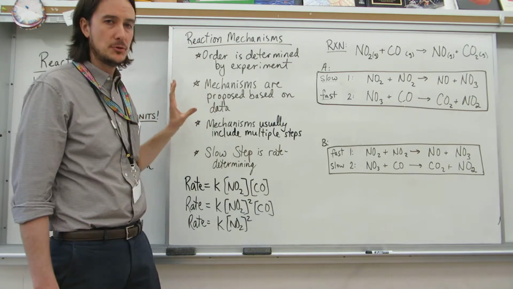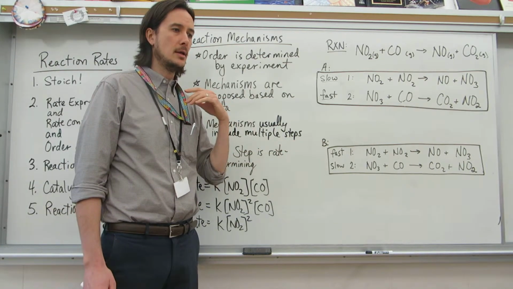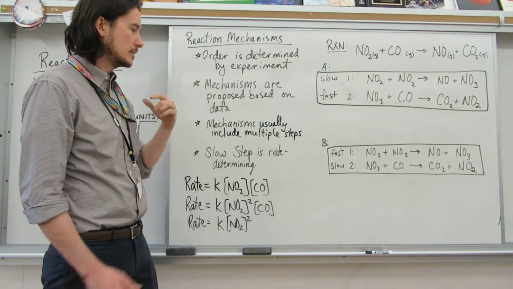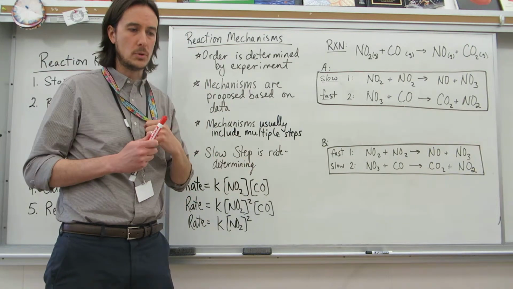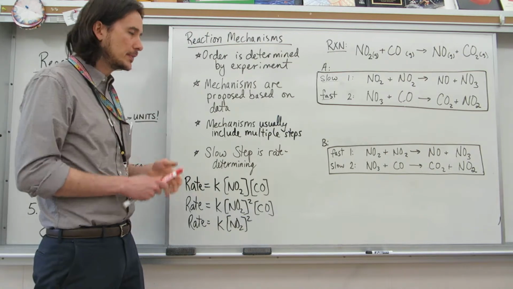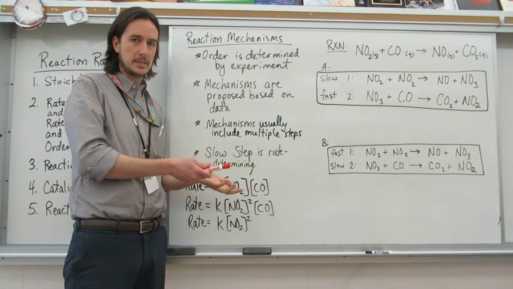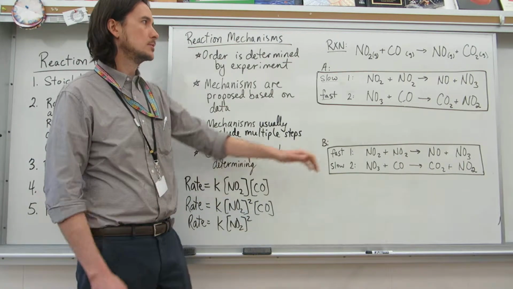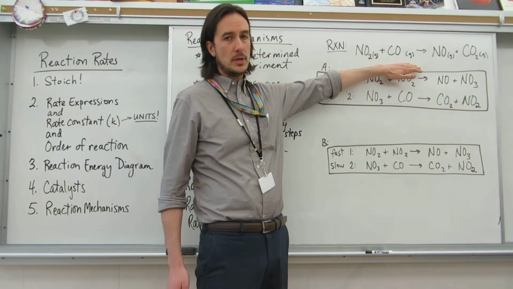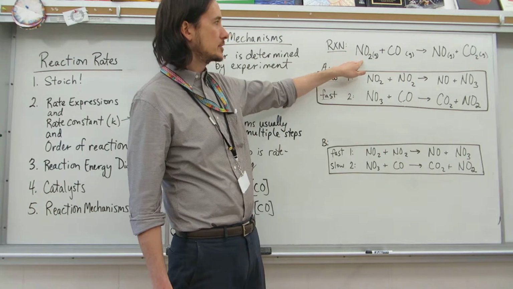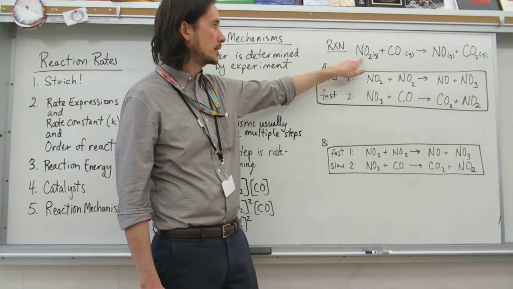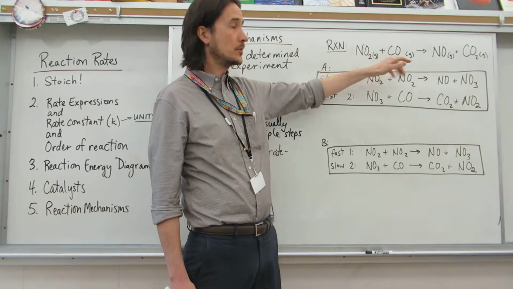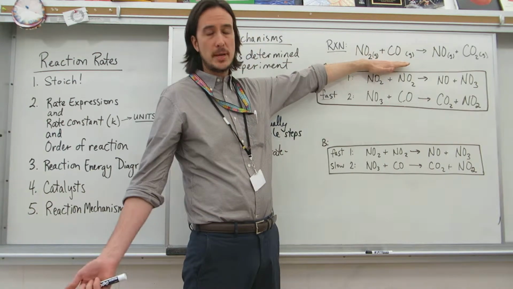Then, after you figure out the order, you say, okay, based on this, I know this is the order, then this is a possible mechanism, or this is a possible mechanism. And there can be multiple correct answers. Mechanisms usually include multiple steps. So if you went into the laboratory and you found that this reaction was first order with respect to NO2, and first order with respect to CO, then just that reaction could make sense.